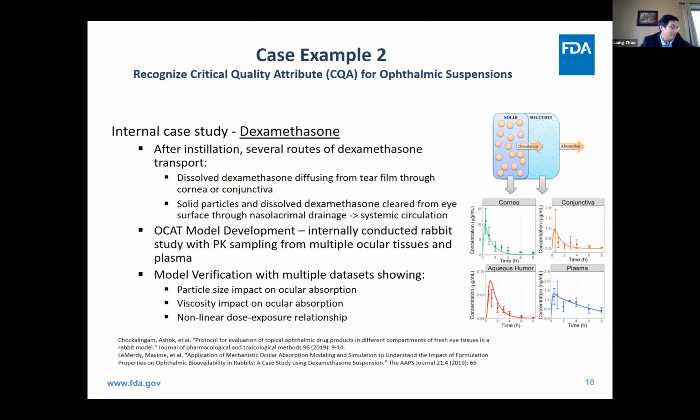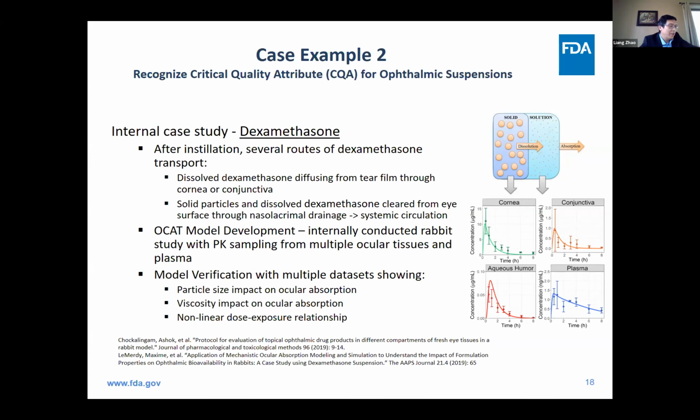The second case study is dexamethasone ophthalmic suspension formulation. After topical instillation of ophthalmic suspension to the eyes, less than 5% of the instilled drug may usually be absorbed into the eye through cornea or conjunctiva tissues. While most of the solid particles and dissolved drugs are cleared from eye surface through nasolacrimal drainage, which will then go through the systemic circulation pathway.